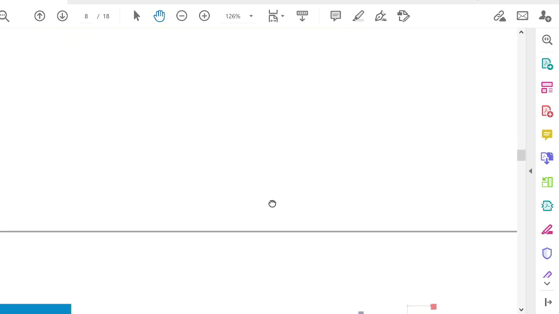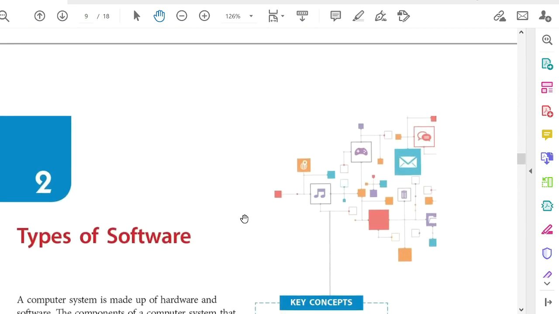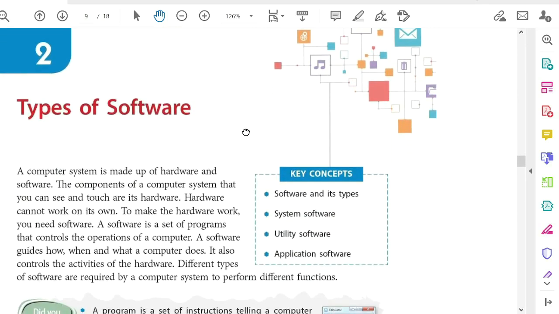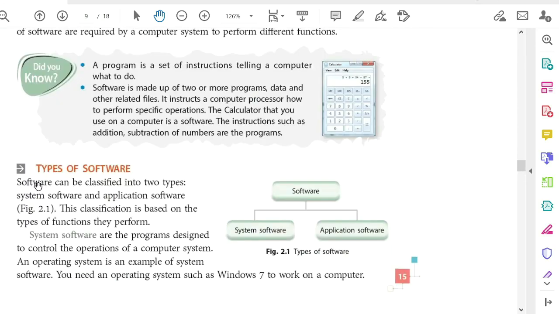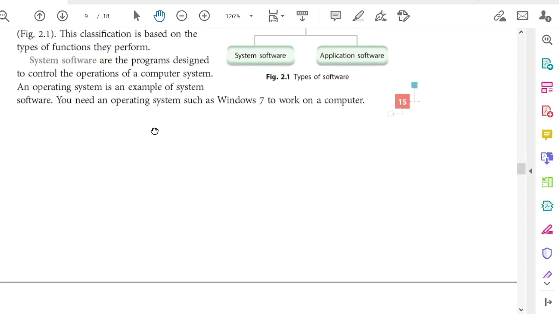Exercise question answers I have provided, you must read. Then chapter 2, types of software. What is software, you will read from here. Then types of software: two types of software are there, system software and application software. What is system software, what is application software, you must read from this.